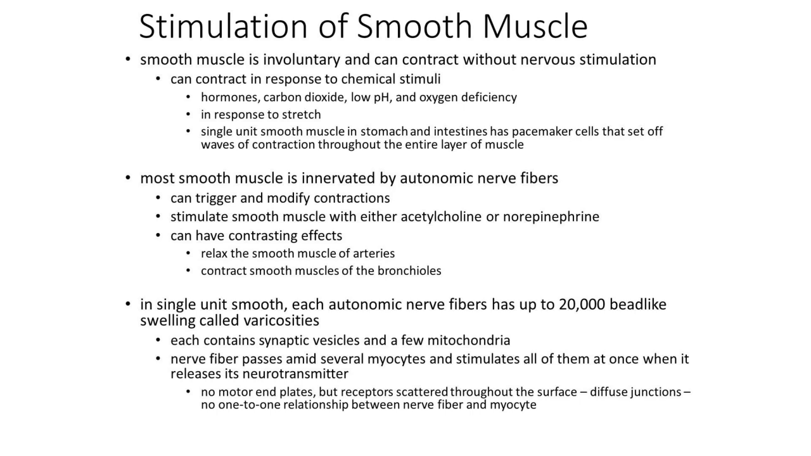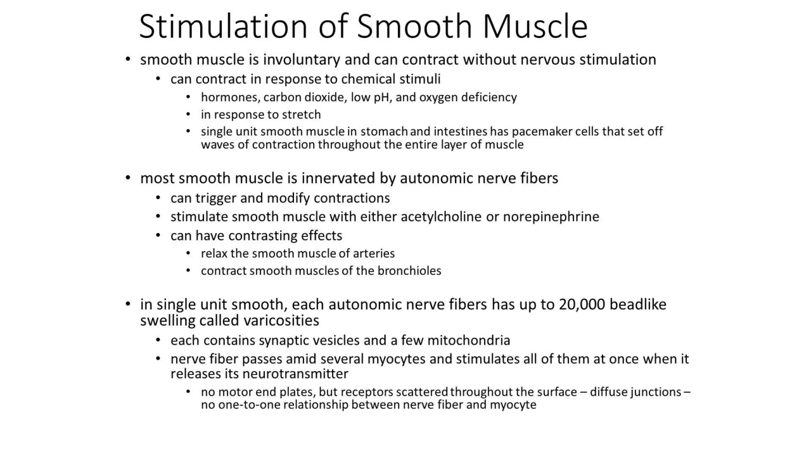Single unit smooth muscle in your stomach and intestines has pacemaker cells that set off waves of contraction throughout the entire layer of the muscle, because our stomach and our intestines are constantly contracting, right, to digest our food.